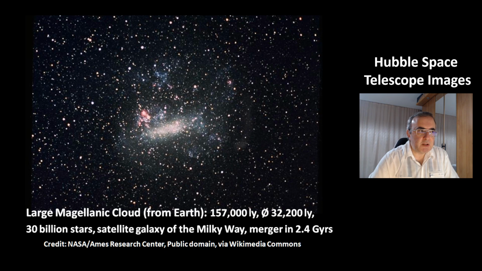This is a picture from Earth of the Large Magellanic Cloud, the satellite galaxy of the Milky Way. It contains 30 billion stars. Its diameter is 32,200 light years. For comparison, the Milky Way is 100,000 light years. And it's at a distance of 157,000 light years. In 2.4 billion years, the Large Magellanic Cloud will start to merge with the Milky Way.